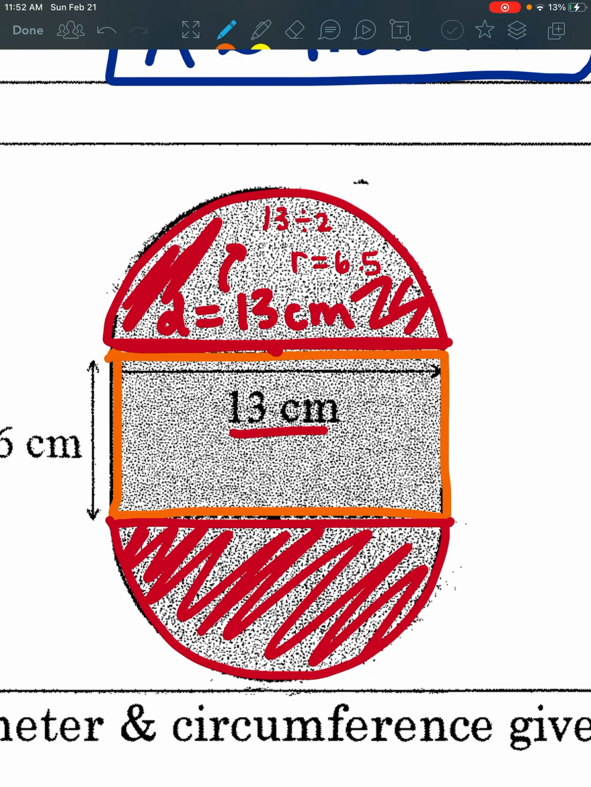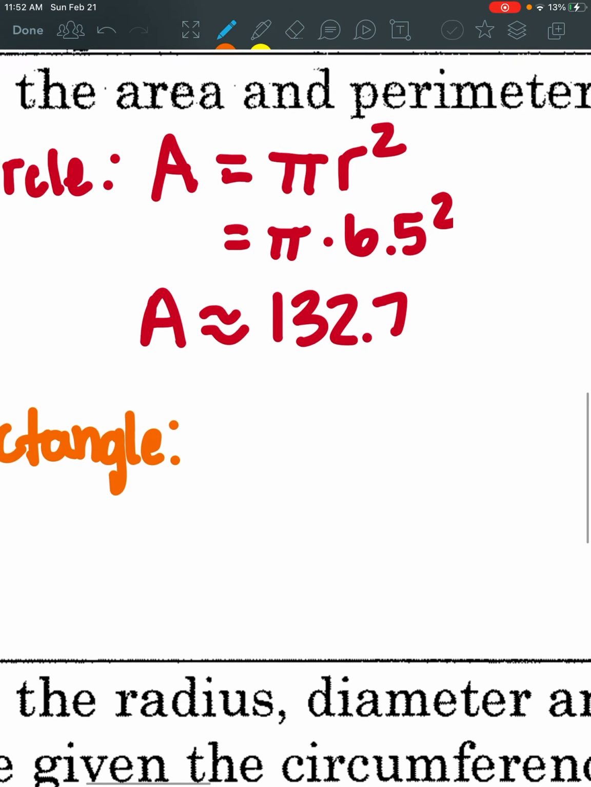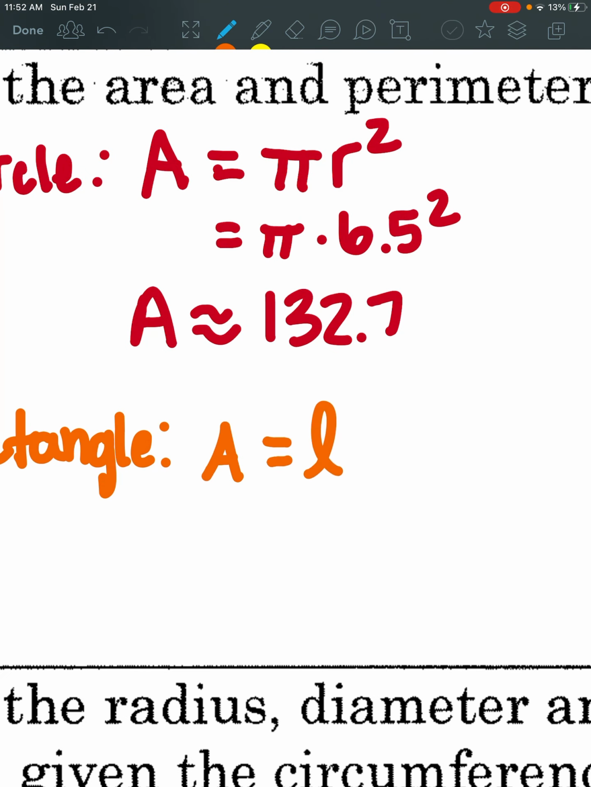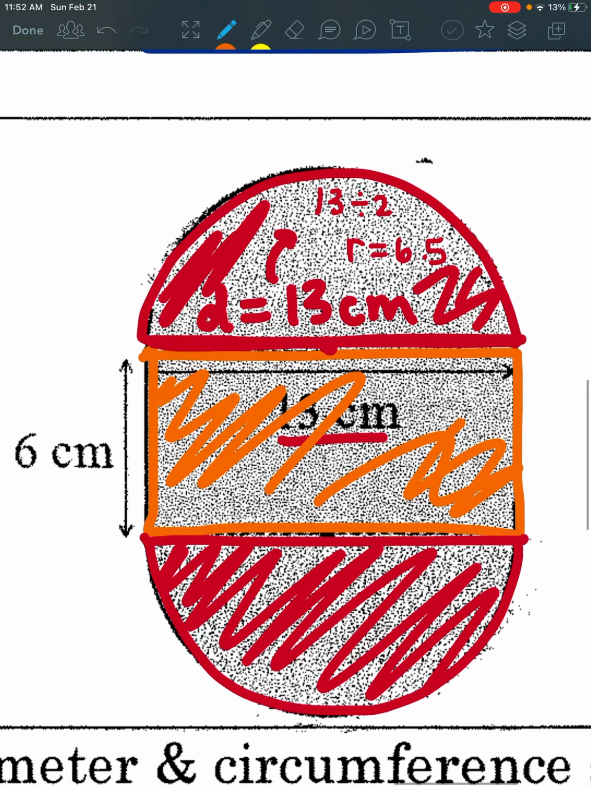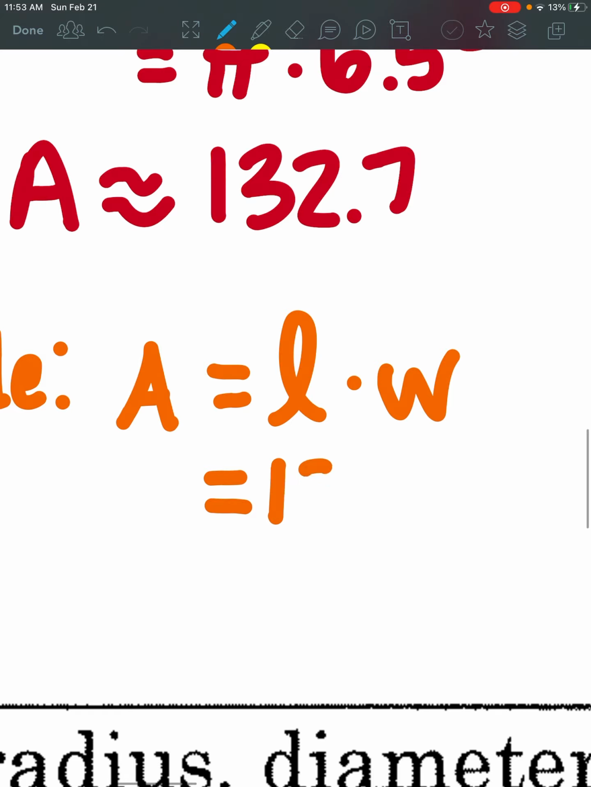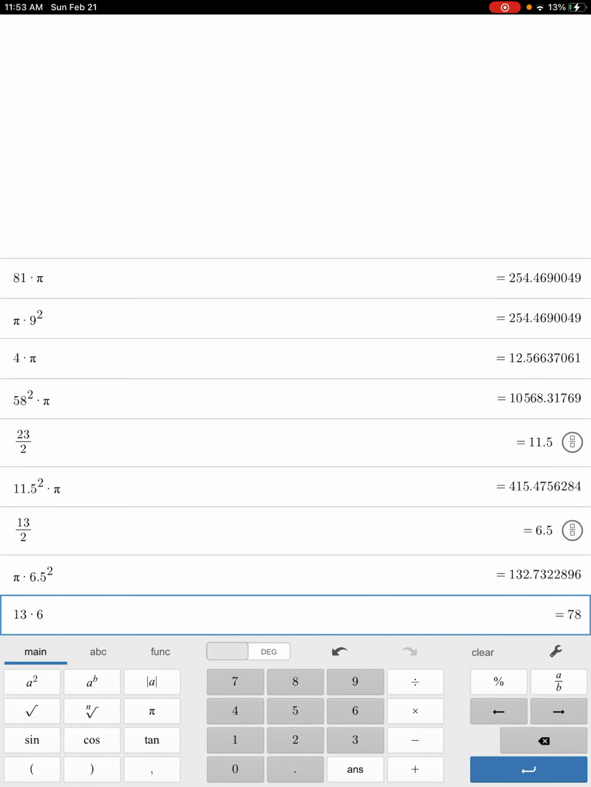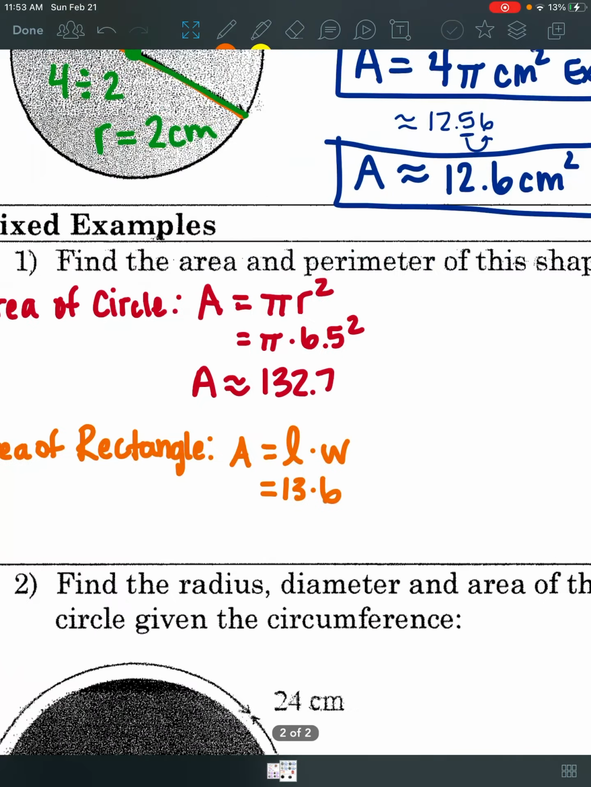So all we have left then is this rectangle in the middle. So the rectangle, remember the area formula for a rectangle is just simply length times width. So the length of the rectangle is that 13 centimeters. And I kind of colored all over it. So 13 centimeters is the length. The width, it tells us right here, is 6. So 13 times 6 will give us the area of the rectangle. So 13 times 6, we get 78.